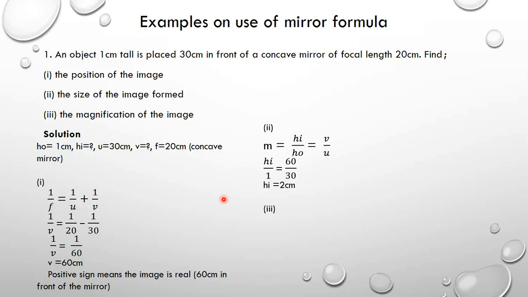Let's also look at the magnification. You can just use either V over U or HI over H naught. V over U is equal to 60 divided by 30, which gives you 2, and it is without any unit. Then also we can use HI over H naught, which is 2 over 1, which still gives you 2 without units. Magnification has no unit.